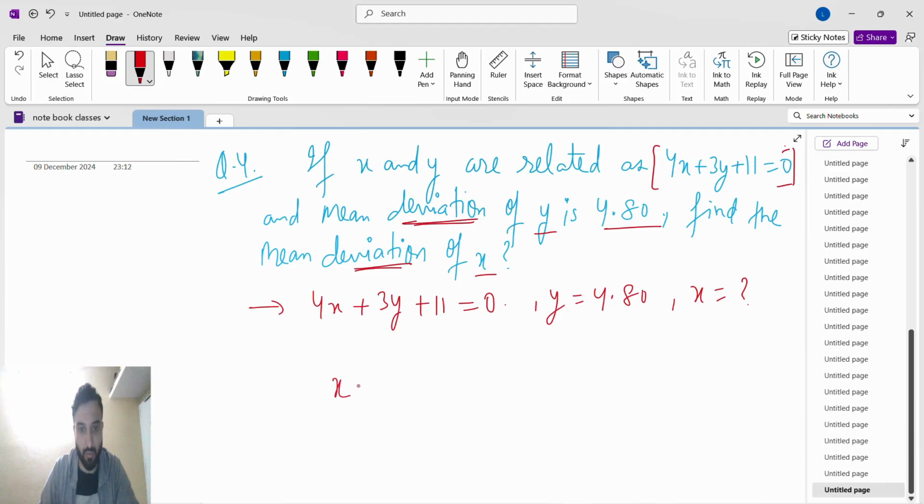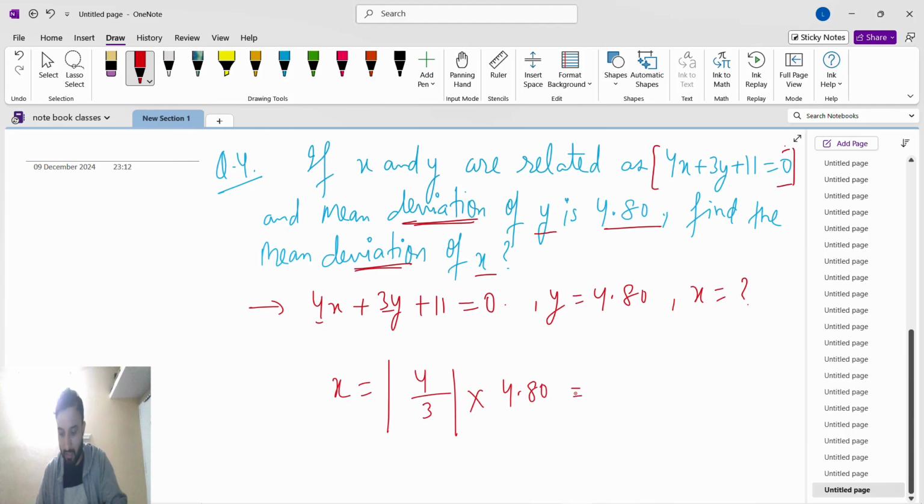So x is equal to the coefficient of x, which is 4, divided by the coefficient of y, which is 3, into the y value, 4.80. We can do it with the help of a calculator. 4 divided by 3, you get 1.33, into 4.80. We get the answer 6.39. That is the answer.